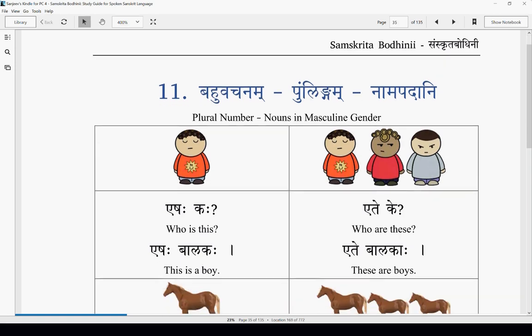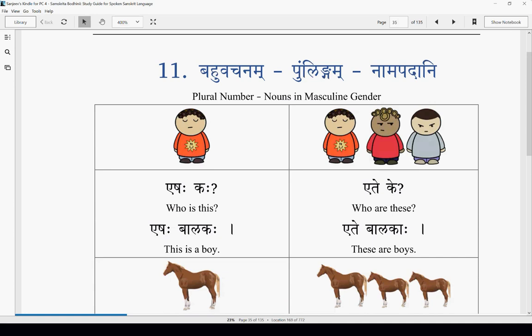So, let's start reading. Who wants to go first? Start from the bottom. Girija again. You want to read? No. Mahodaya, you called my name? Yeah, can you please read what is on the left and right? Yeah. Eshaha kaha. Eshaha balakaha. Ete ke. Ete balakaha.